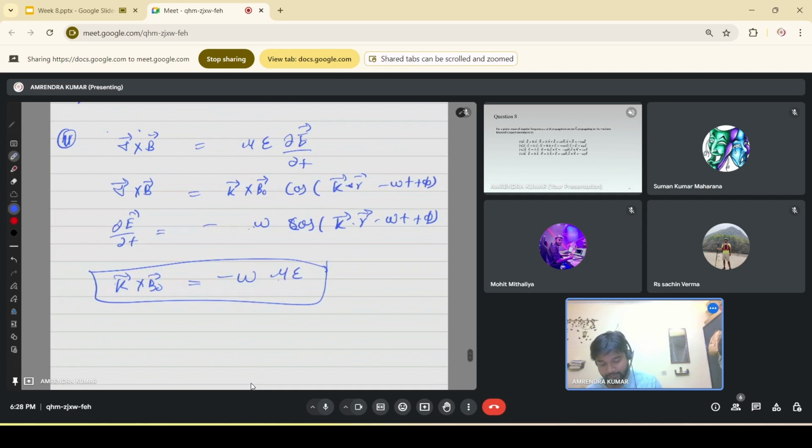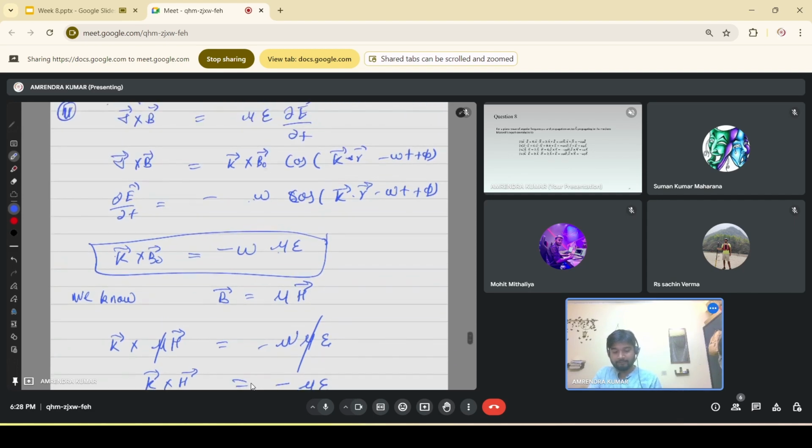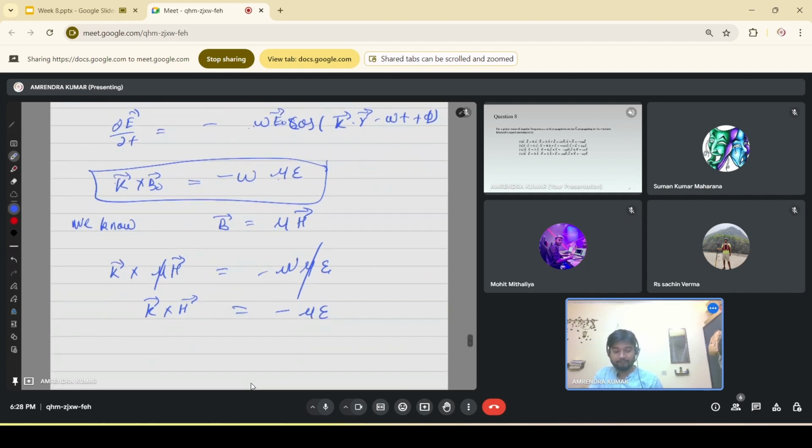So for the third and fourth, we know B equal to mu H. So everywhere where there is B, you replace it with mu H. So k cross mu H is equal to minus omega mu epsilon E. Mu cancels out here, so k cross H is equal to minus omega epsilon E. There should also be the k cross B naught, so B naught will also be a vector. So it comes out like this.